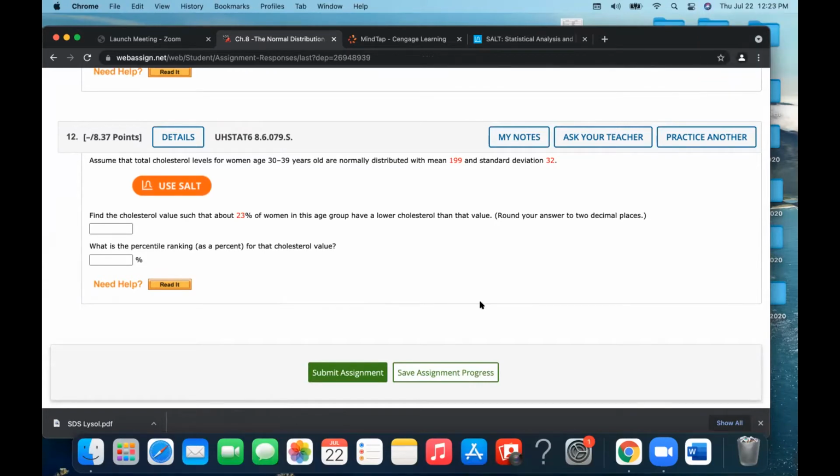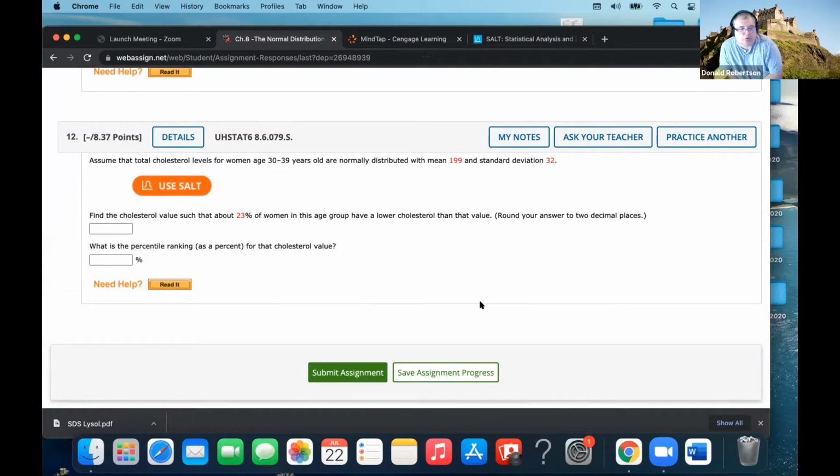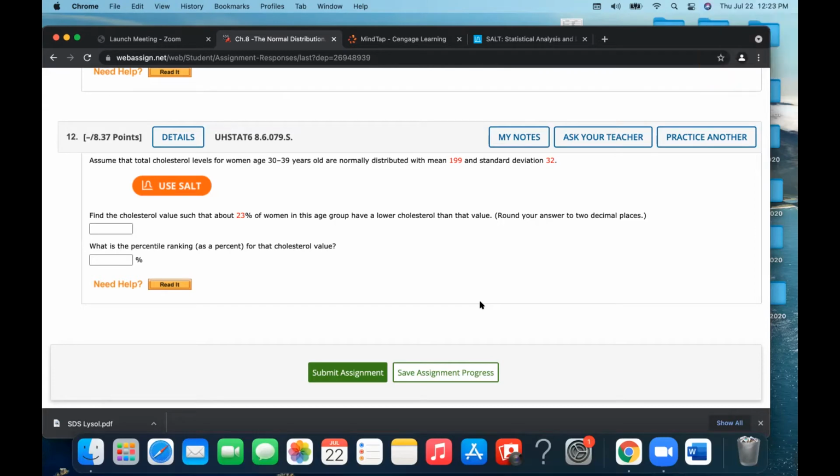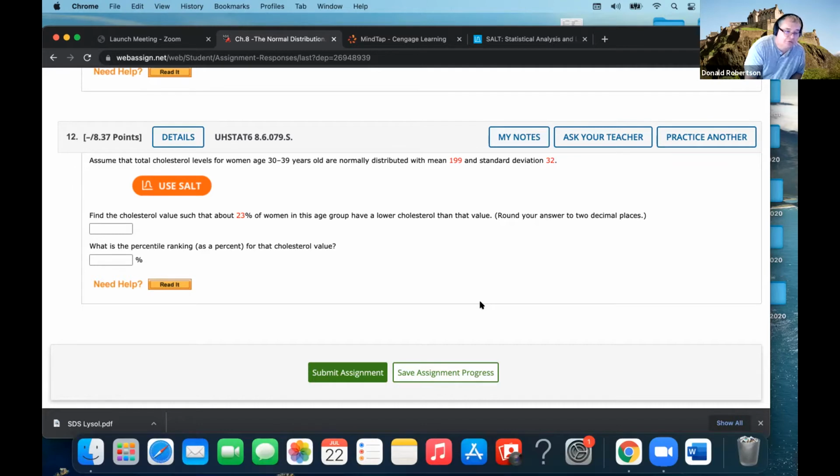Now, assume that the total cholesterol level for women in the age group 30 to 39 is normally distributed. And the mean, which we use the letter mu for, is 199. And the standard deviation, we use sigma to represent that, is 32.